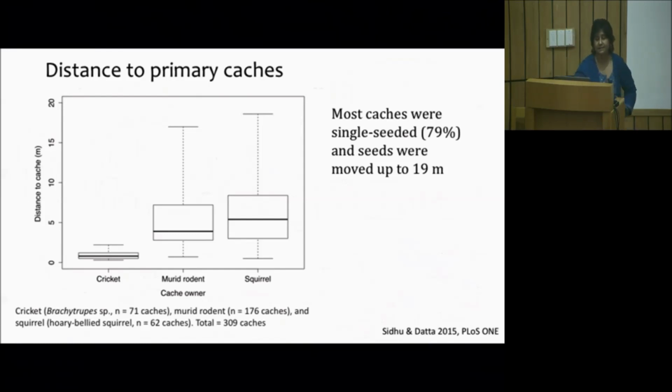And you can see that for murid rodents, the distance of a cache seed is around 5 meters median distance, a little less than that. But the problem was with our method: in some cases we were able to trace the seed fate after the second level of caching, but beyond that we only got a third level of caching in a few cases. So we do not know the end distance for many of the seeds, but we do know the primary level of caching. The cricket did not move it very far, but it was burying them underground.